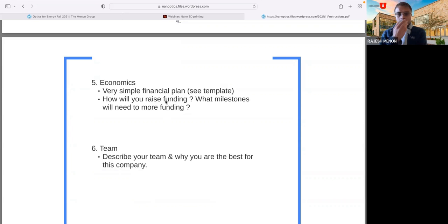The last part here, how will you raise funding? I think Andrew also already mentioned some aspects there. Think also about what are the milestones that will be needed.